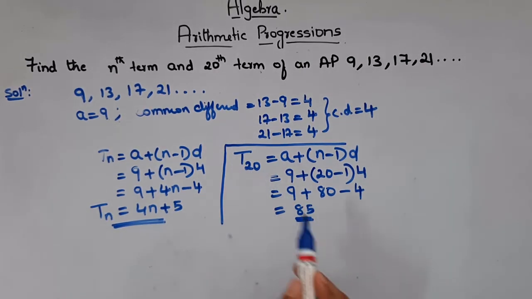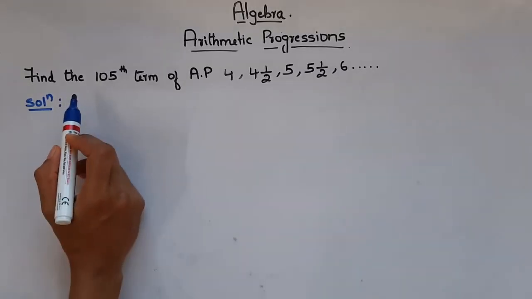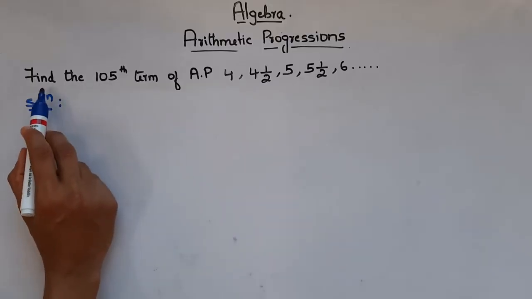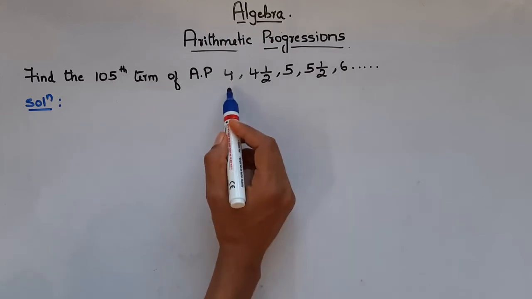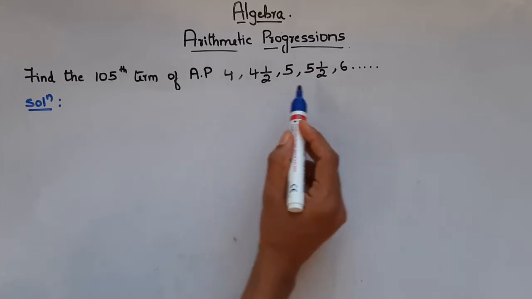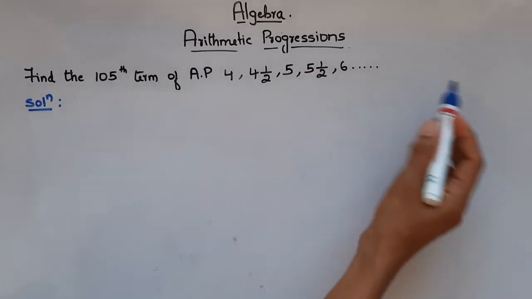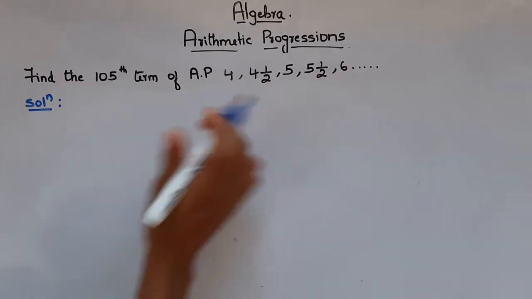So your 20th term is 85. We will see one more example. Now let's see this example. Here it says find the 105th term of AP, where AP is given as 4, 4 and a half, 5, 5 and a half, 6 and so on. First let's write this AP.